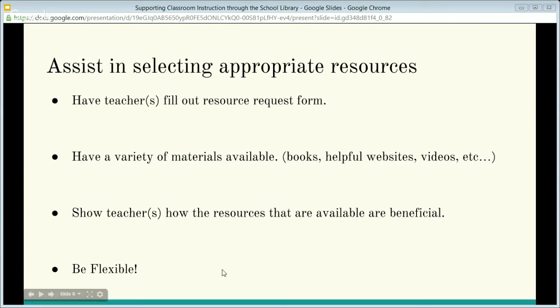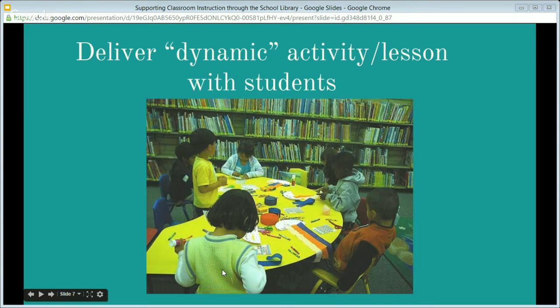Our next one is deliver dynamic. I was originally just going to put deliver activities or lessons with students, but I think that word dynamic means a lot and brings a lot to this portion of the slide, because yeah, we want to be doing things that are awesome, things that are amazing, things that are dynamic.